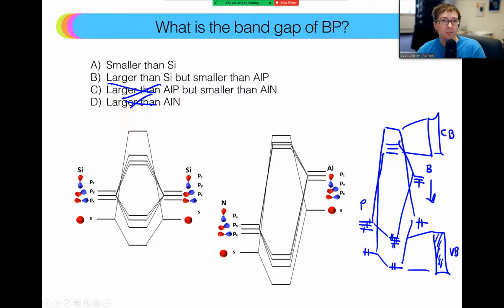Okay, so is boron phosphide smaller than silicon or larger than silicon? It's going to be larger than silicon because compared to silicon, the boron is shifted up in energy and the phosphorus is shifted down in energy. So that gives rise to a larger band gap. Okay. So B is correct.